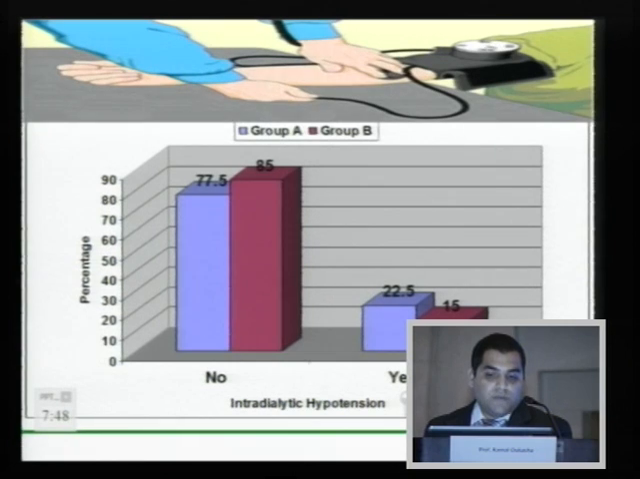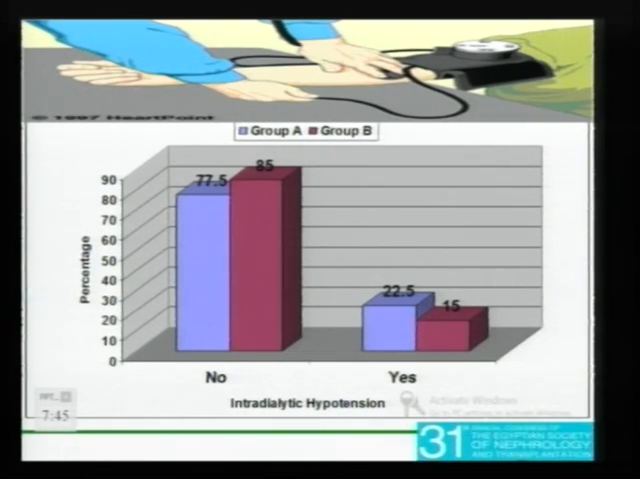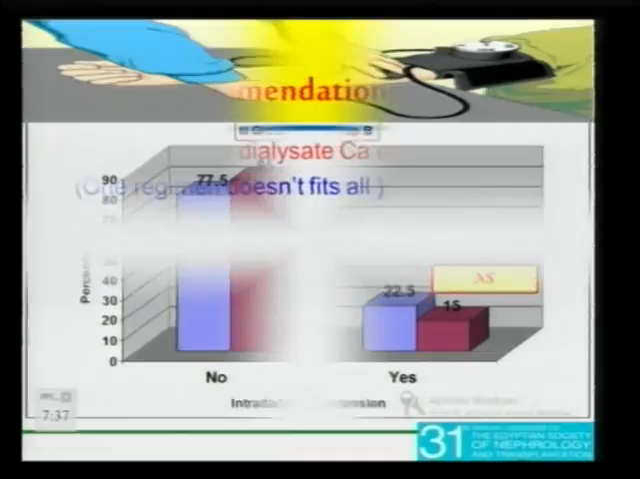Regarding the intradialytic hypotension, 22.5% of the patients on the low calcium dialysate developed hypotension, while 15% of the patients on the high calcium dialysate developed intradialytic hypotension, with no significant difference.